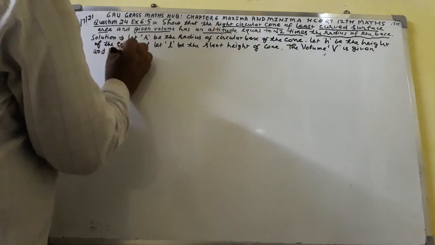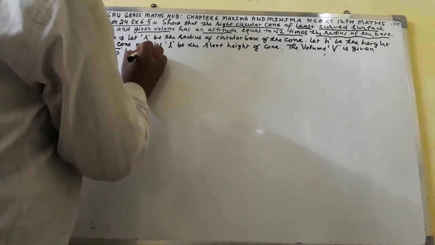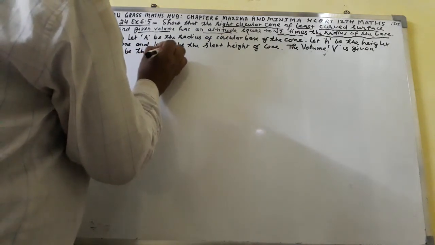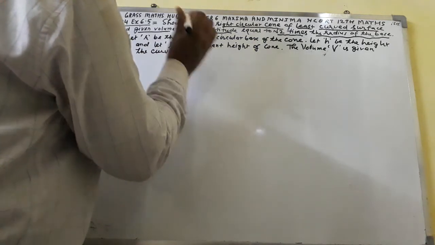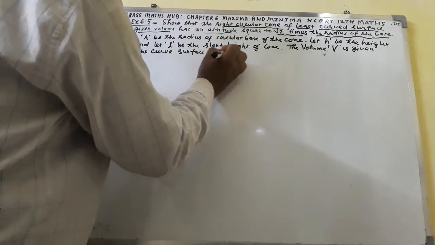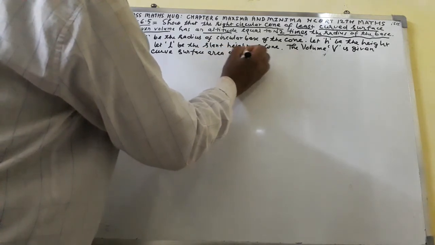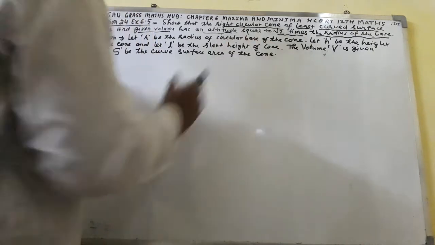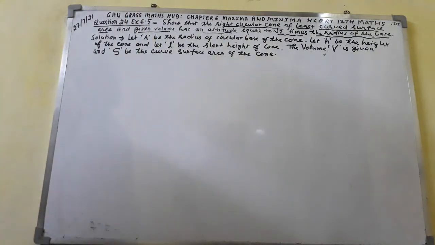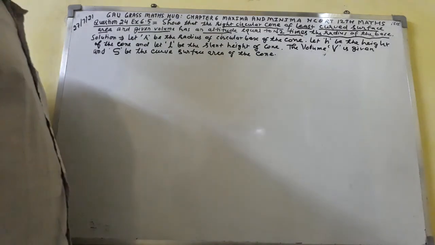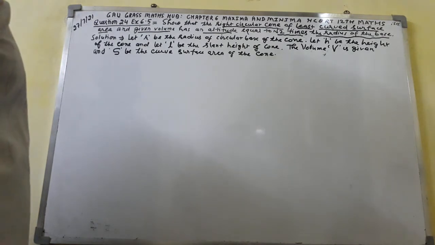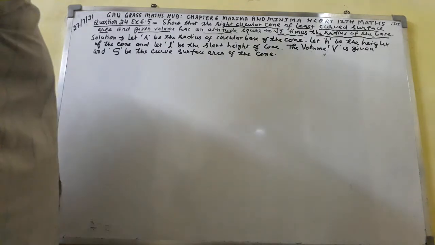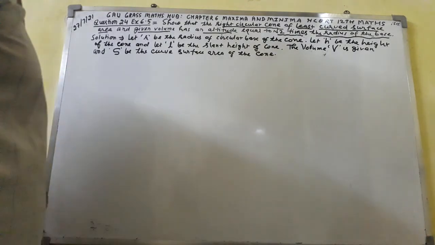Let capital S be the curved surface area of the cone. Here the volume V is given and you have to find the minimum curved surface area of the cone.